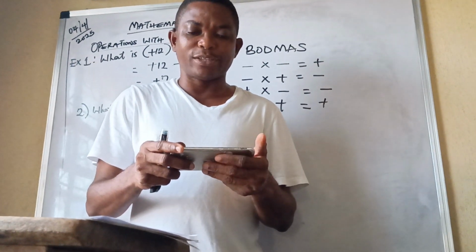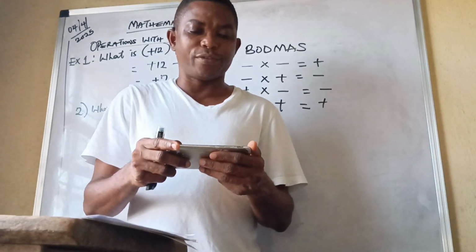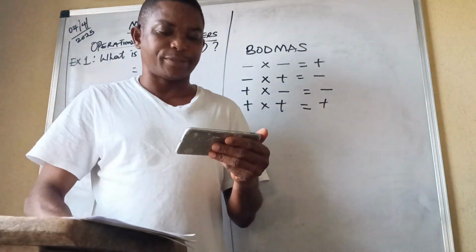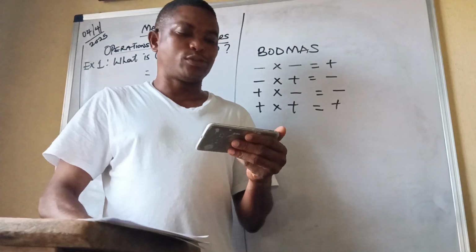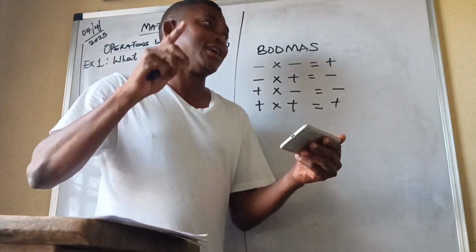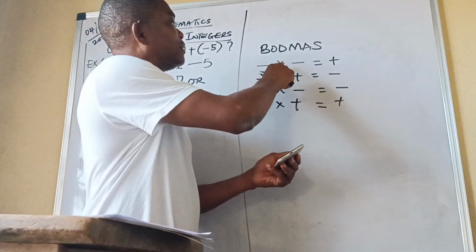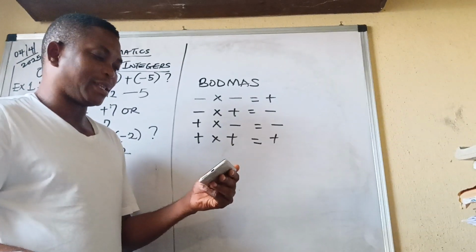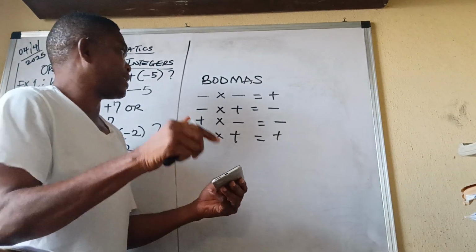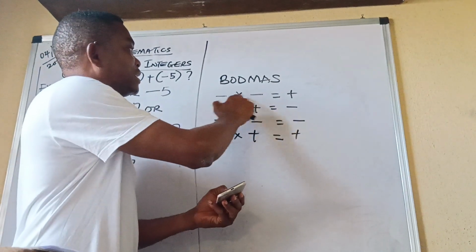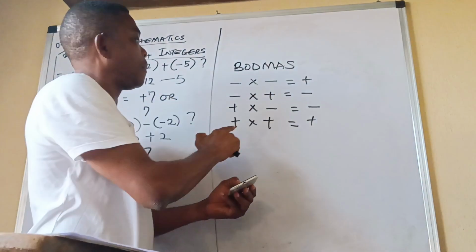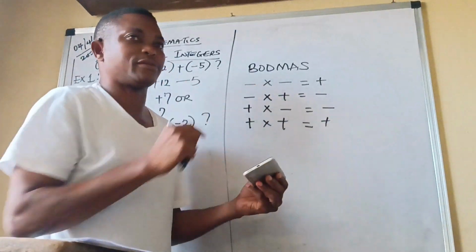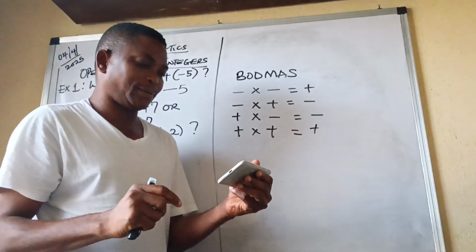When multiplying and dividing two integers, the sign of the result depends on the sign of the numbers being multiplied or divided. When the two numbers have the same sign, as in minus and minus, I repeat, when the two numbers have the same sign, the result will be positive. So let's take a look at that statement. Minus times minus is the same sign and it's giving us positive. Plus times plus is the same sign and it is giving us positive.